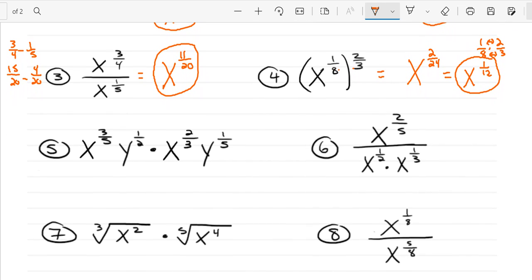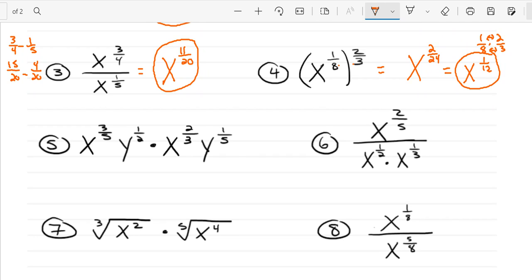For the next problem, number 5, we have the x's that can be combined, so we'll have x, and we have the 2 y's that can be combined. Essentially we have to add those fractions because when you multiply, the rule is you add the exponents. So we have 3/5 plus 2/3, because those are the exponents for the x's. We need a common denominator. This is 15. So this is times 5, so that's 10/15. And this is times 3, so 9/15. So it's going to be x to the 19/15.